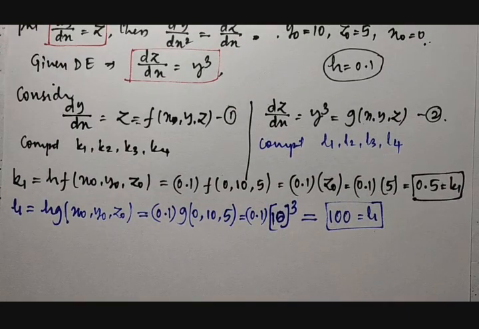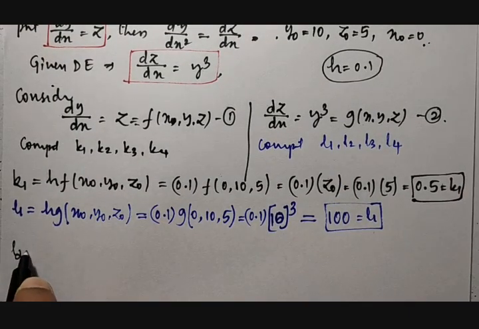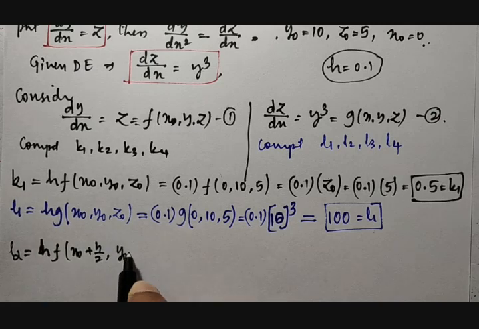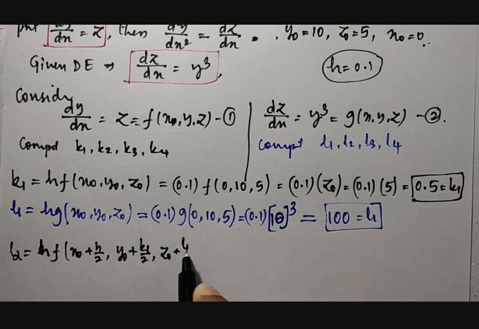Similarly, L2. What is L2? L2 is equal to h into f of x naught plus h by 2, y naught plus k1 by 2, z naught plus L1 by 2.